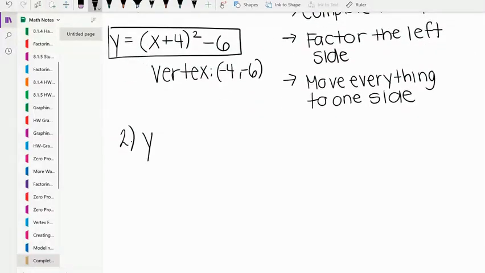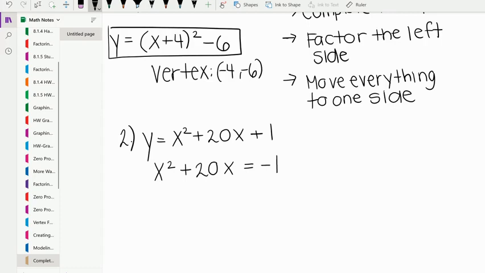Okay, so we have y equals x squared plus 20x plus 1. So remember, the whole idea of completing the square is to get a new c value. So the first thing that we're going to do is get rid of the c value that we currently have by moving it to the other side. So I moved it over. Because I move it over to the other side of the equal sign, I end up getting -1. Now I'm going to leave a space. So x squared plus 20x plus blank equals -1 plus blank.